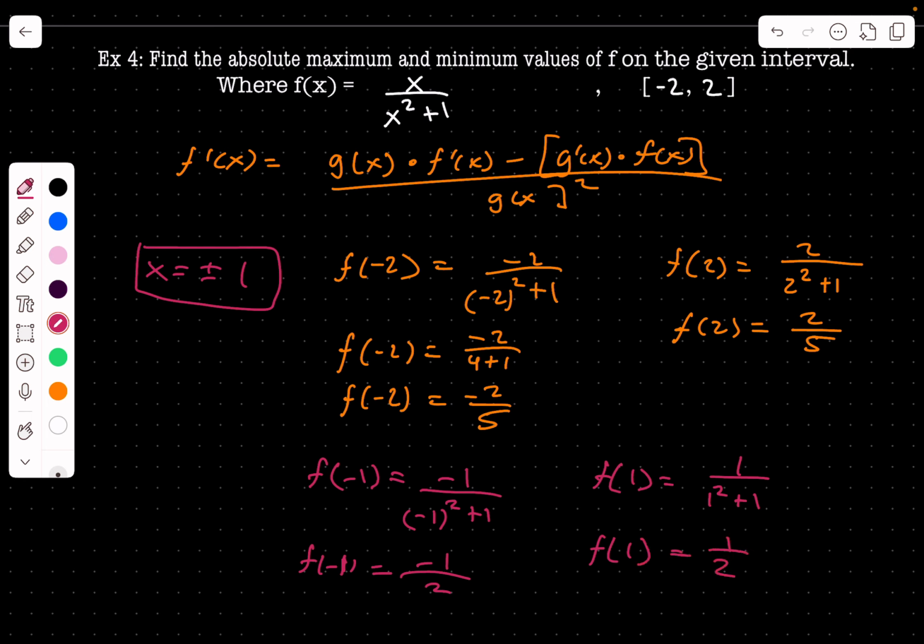So let's take a look and see where our max and mins are. We see that this is going to be our absolute minimum, and this is going to be our absolute maximum.